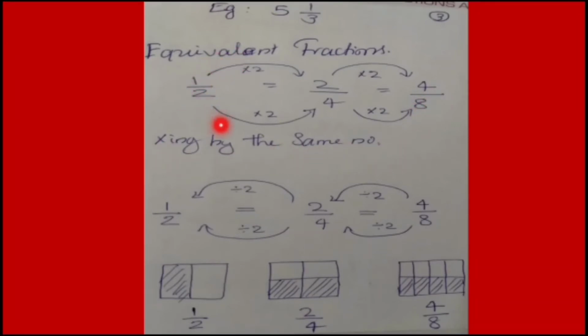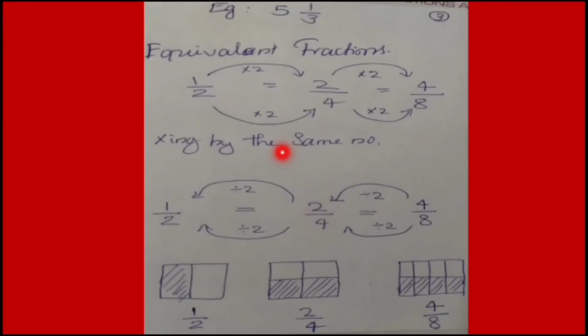So whenever you convert it into equivalent fractions, you need to multiply both denominator as well as numerator with the same number. Next, you will get equivalent fractions by division also. 4 by 8, how can we come to 2 by 4? If you divide both denominator as well as numerator with the same number, that is divided by 2, you will get 2 by 4.